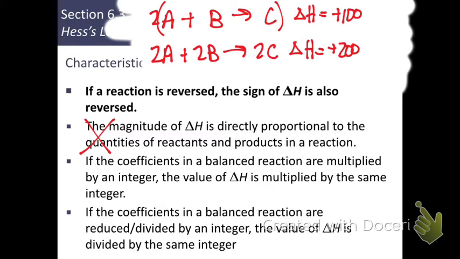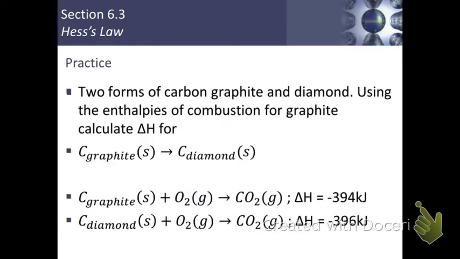The same goes for our last rule, which I wrote in the last rule here. That's not on your slides. I added that afterwards. The rule is just if you divide by a certain integer, you need to divide H by that as well. That's the only addition I made to that slide. If the coefficients are reduced or divided by an integer, the value of H needs to be divided by that integer as well.